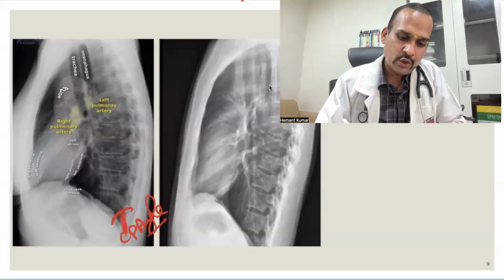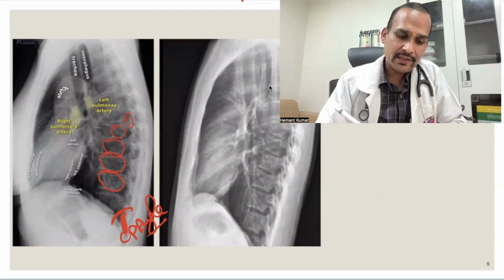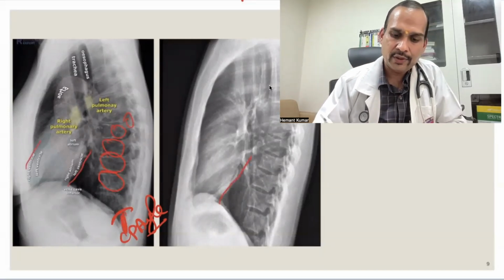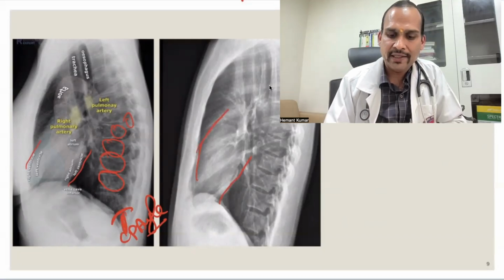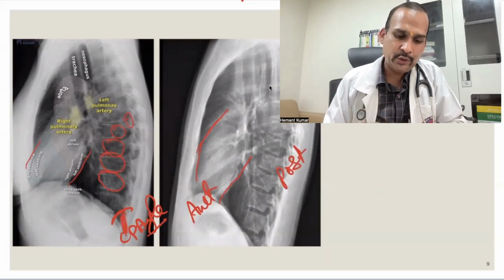Second thing is you can see the vertebrae. Okay. Another thing is you can see the heart border. See, this is the heart border. So heart is anterior and vertebrae is posterior. Okay. Heart border, what are the things we need to see?